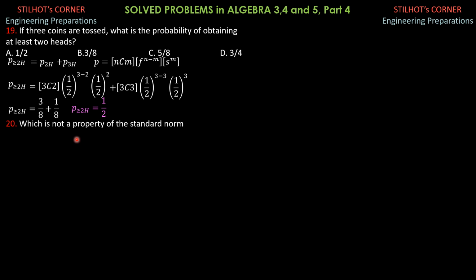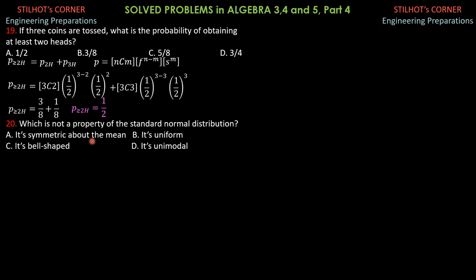Which is not a property of the standard normal distribution? We know that it is symmetric about the mean, it is bell-shaped, and it is unimodal. There's only one mode of the standard normal distribution. Therefore, the answer is it is not uniform.